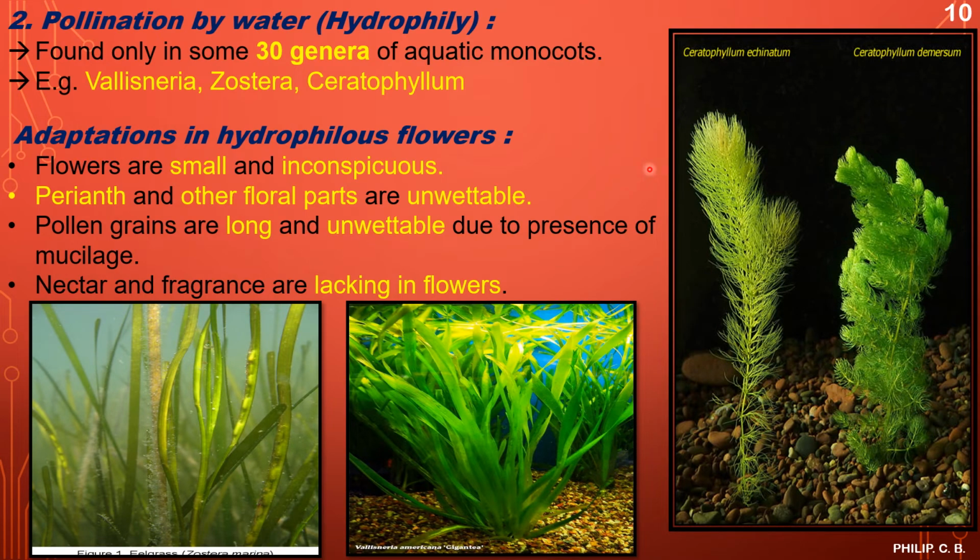Now the second type, that is pollination by hydrophily, that is water pollination, found in only some 30 genera of aquatic monocots. Examples: Vallisneria, Zostera, Ceratophyllum. I have put all three images over here. You can see the first one is Vallisneria, the second Zostera, and the third Ceratophyllum, where two species are there, Ceratophyllum submersum and demersum. Both differ slightly from each other, but belong to the genus Ceratophyllum.